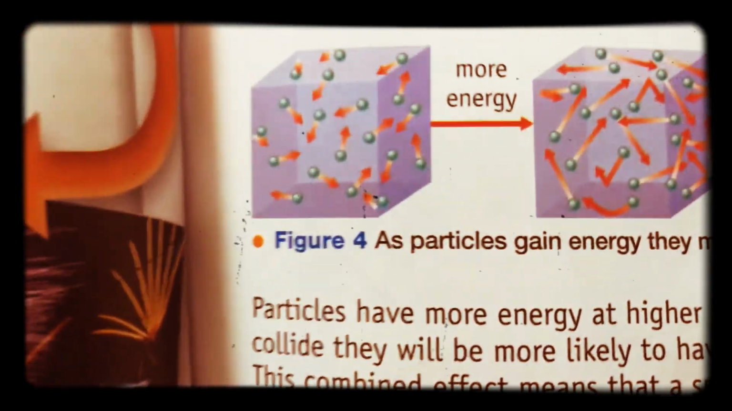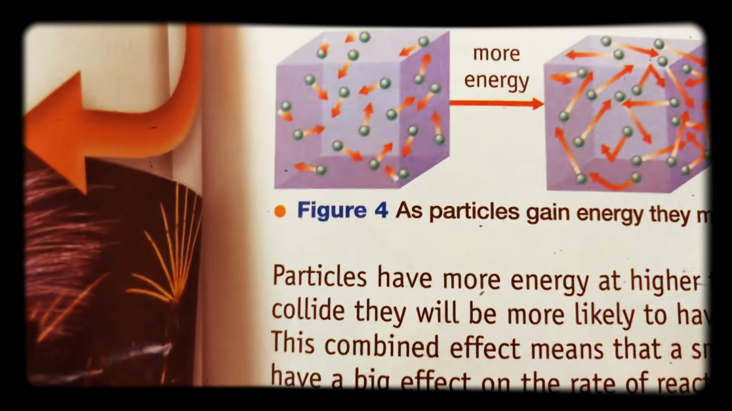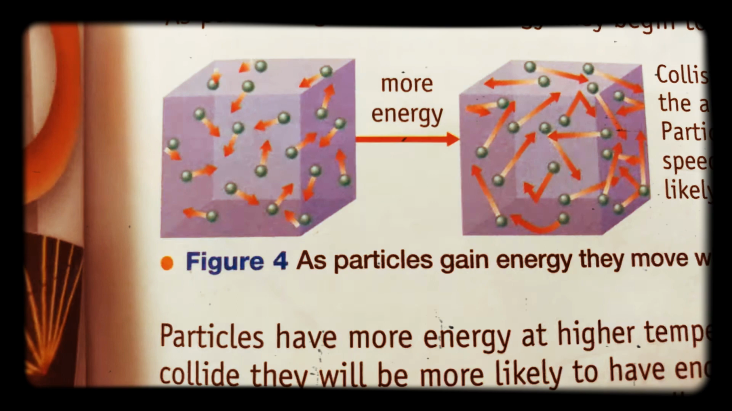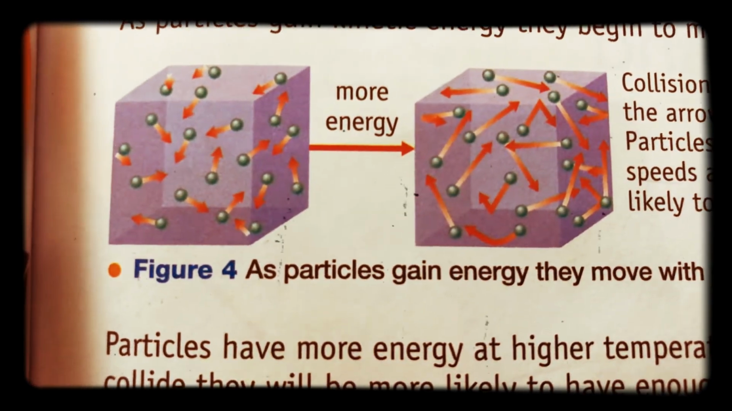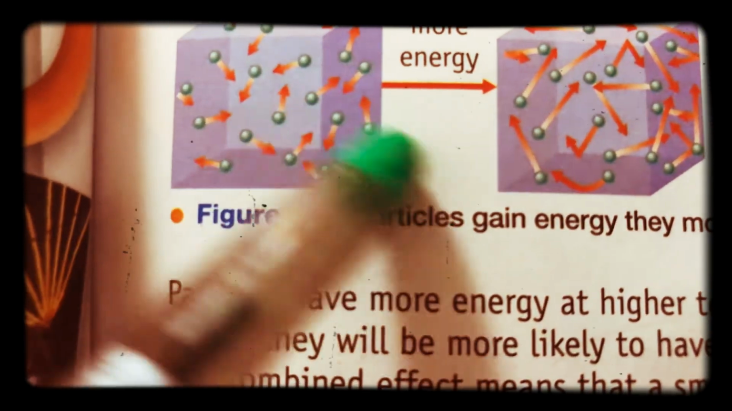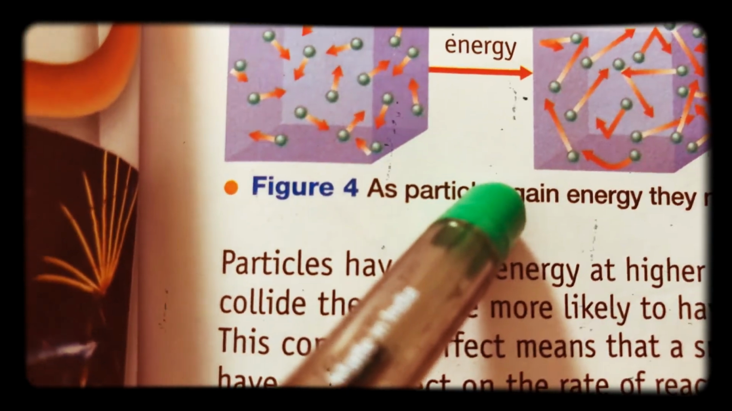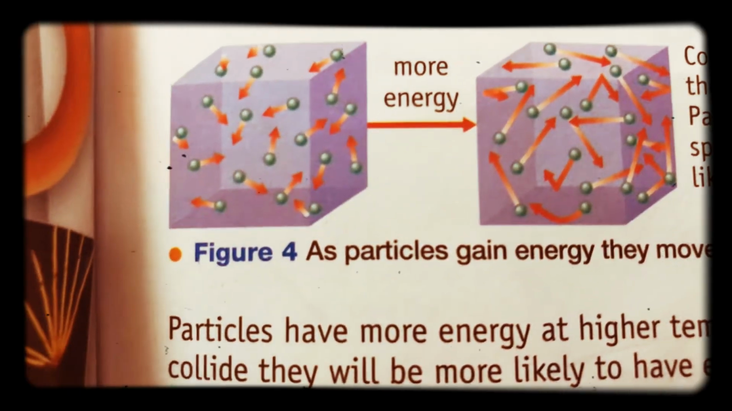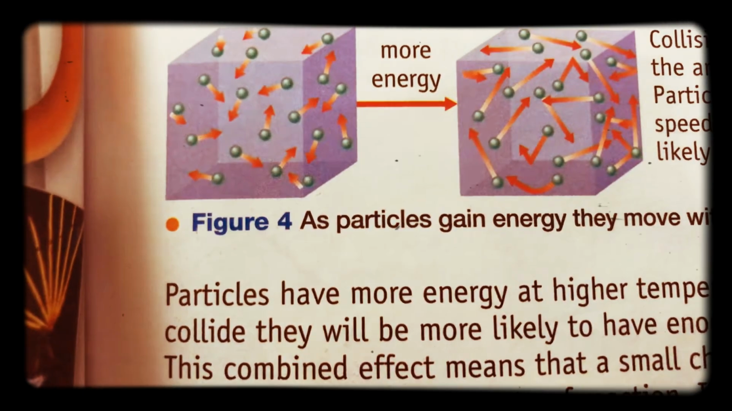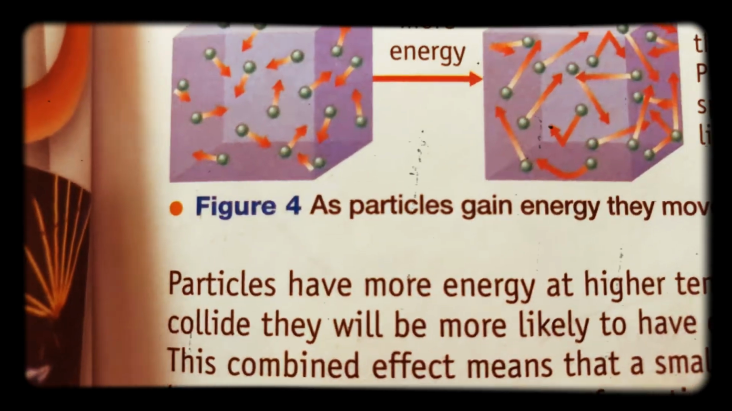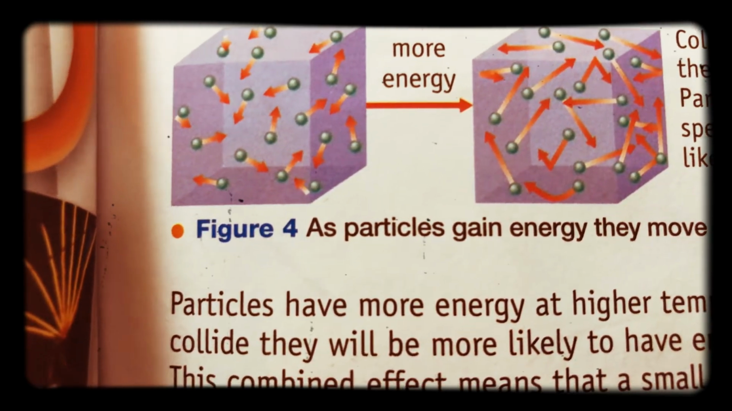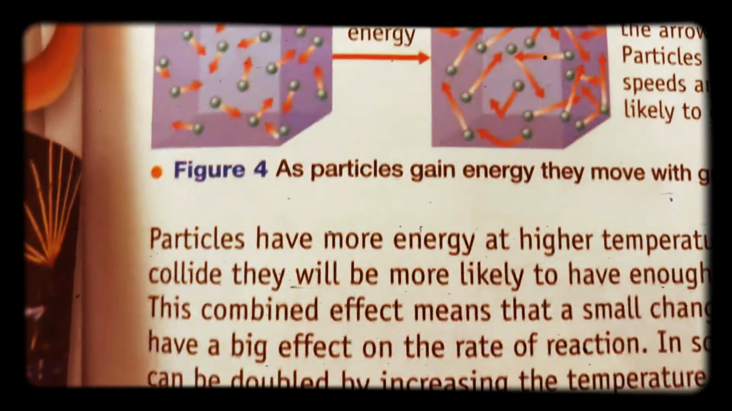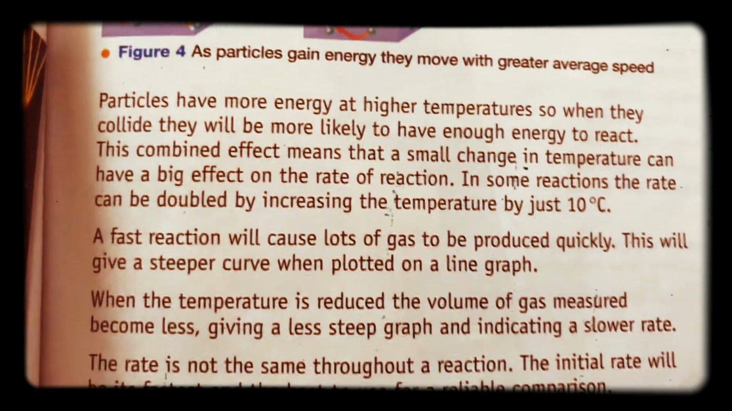So as particles gain kinetic energy, they begin to move more quickly, and that helps with a greater number of collisions because they reach each other much faster. Particles with greater speed are more likely to collide, and they're also more likely to have a successful collision. They're more likely to collide because they can reach the other particles faster, and they're more likely to have a successful collision because they've got the energy to overcome the energy barriers required for bond breaking.